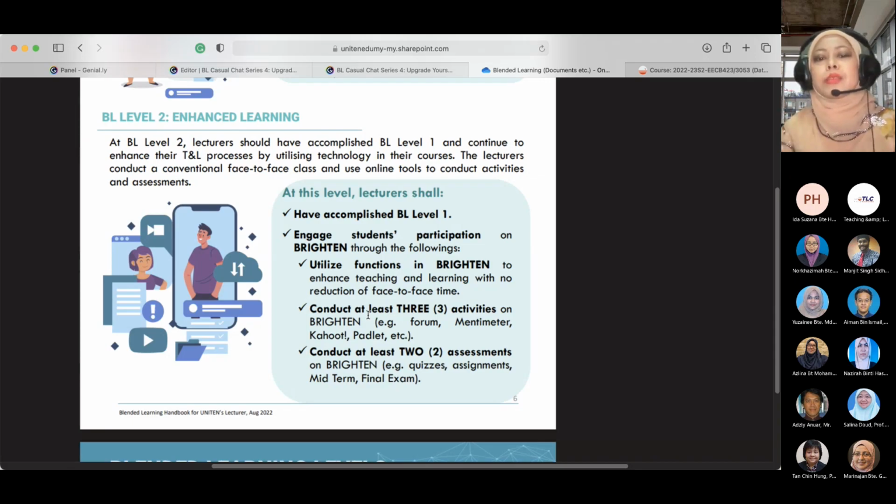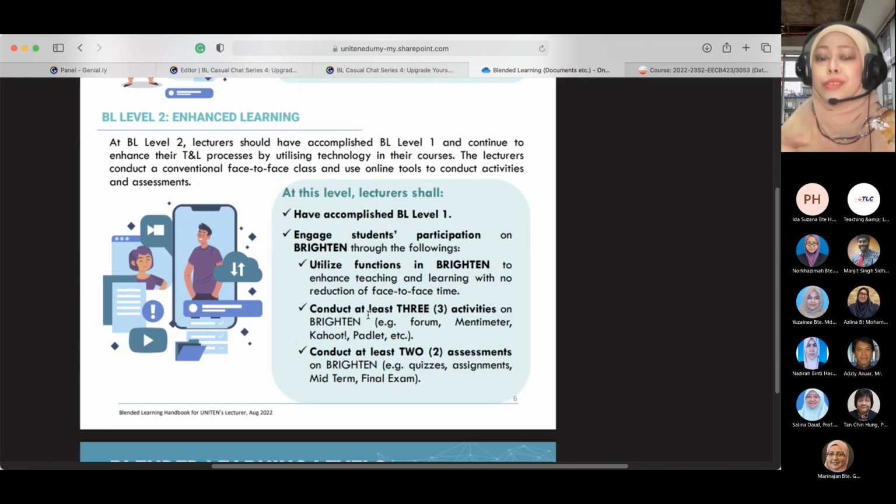Why? Because you need to provide some form of instructions. You remember that there'll be a place on Brighton that you can include the description. So we require that to enhance the students' understanding, because you know how students are. The students need to be guided, the students need to be instructed carefully so that they perform the activities in the right way as what we wish. And of course, we want them to engage with all the materials on course. So this is very critical.